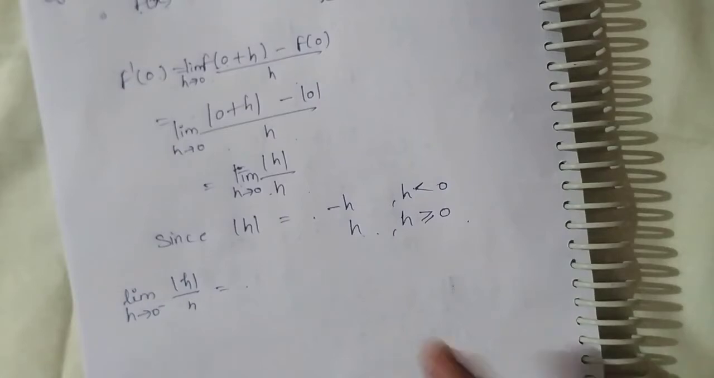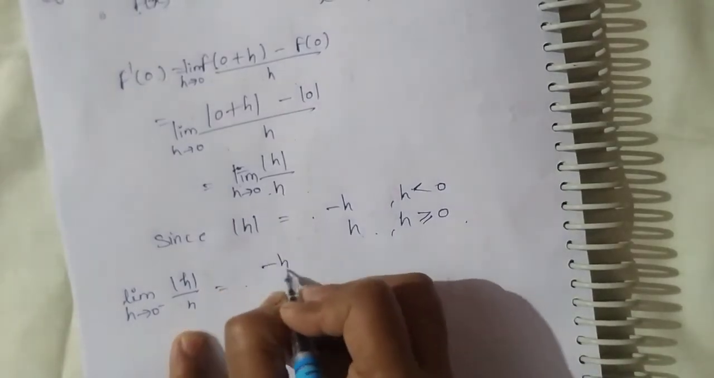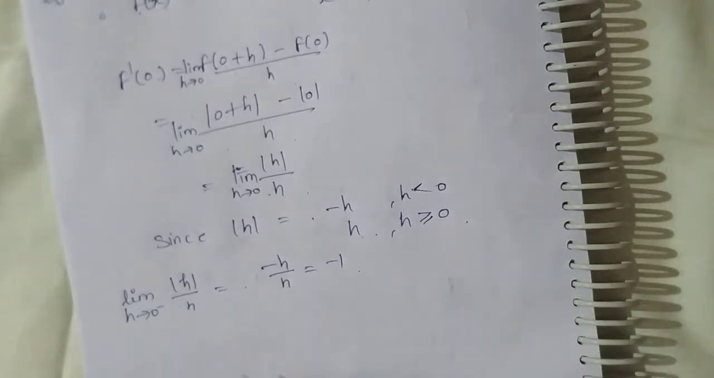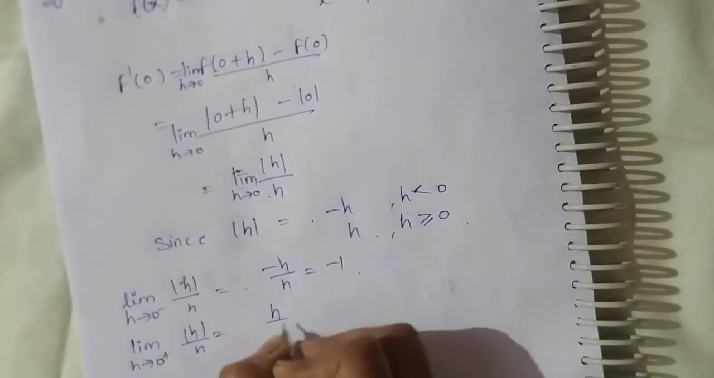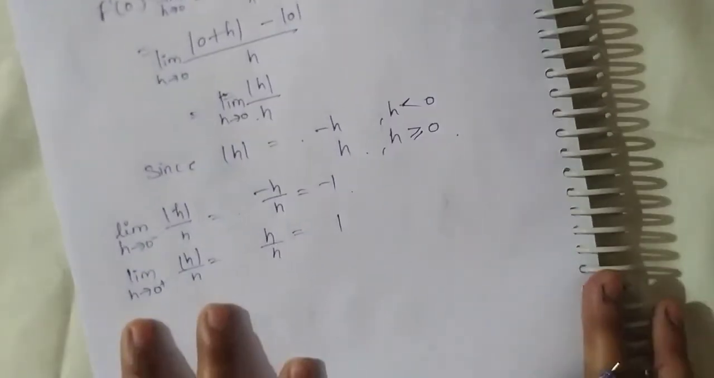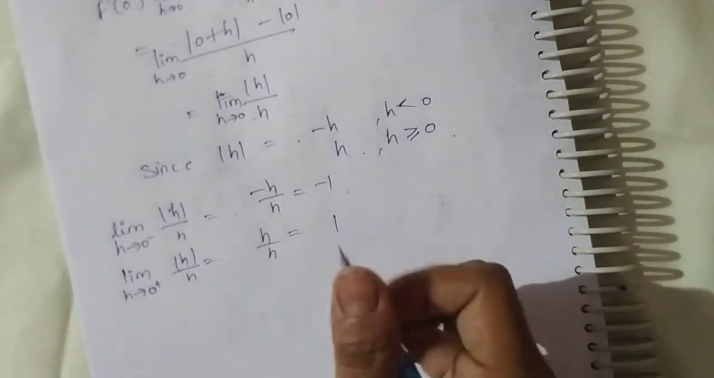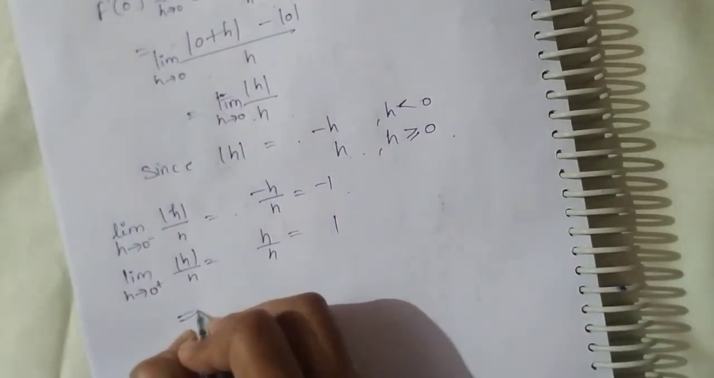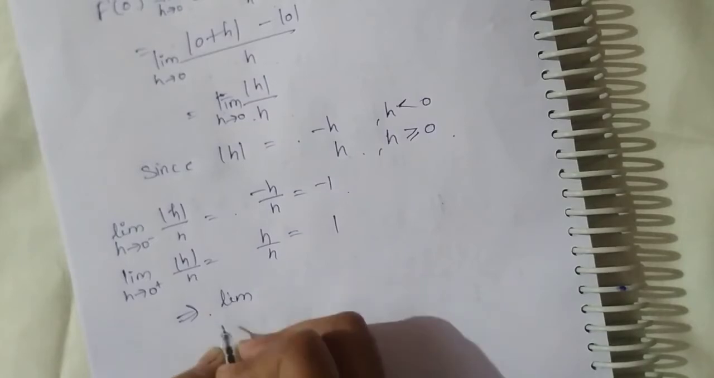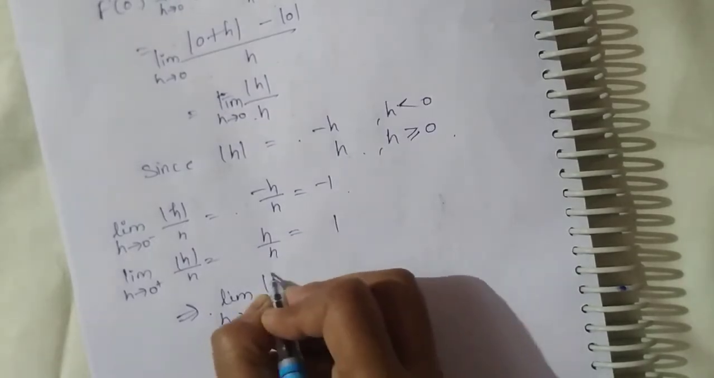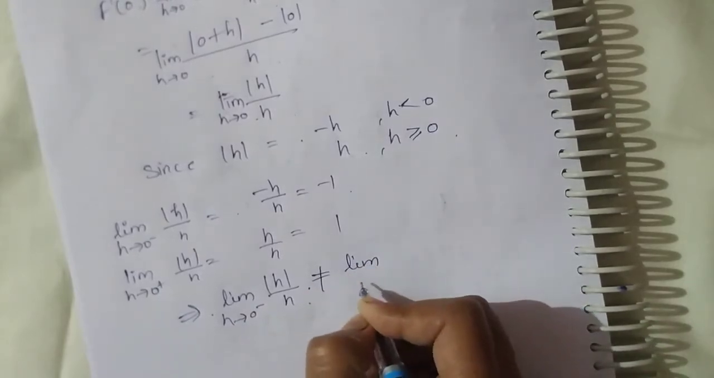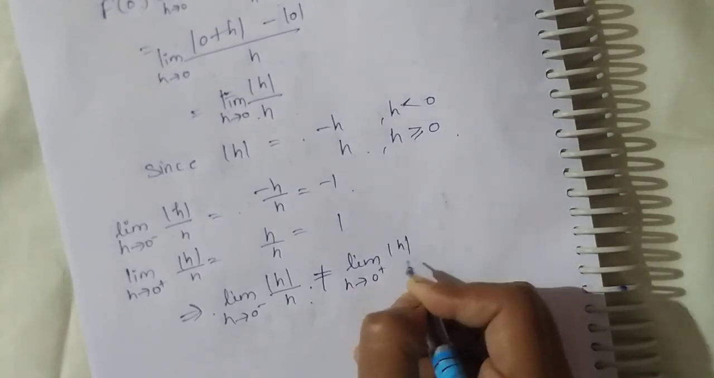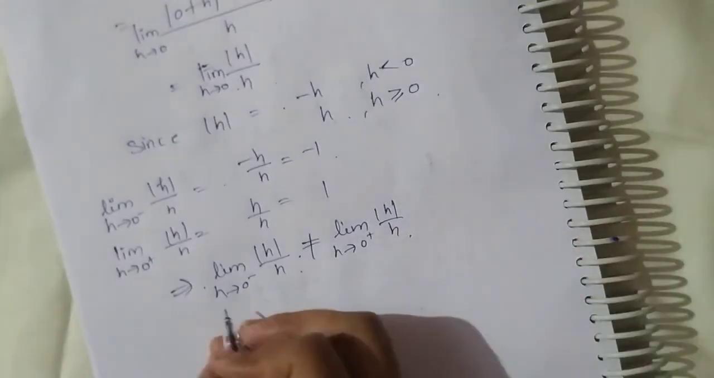We get minus h upon h is equal to minus 1, and the right hand limit of the function is 1. Therefore, the left hand limit and right hand limit of the function are different. This implies that the left hand limit is not equal to the limit on the right hand side. Therefore, the limit does not exist.